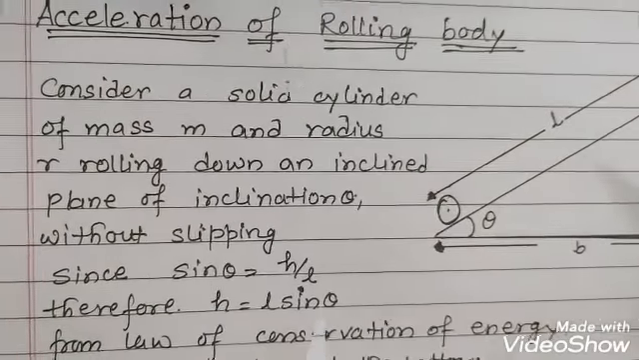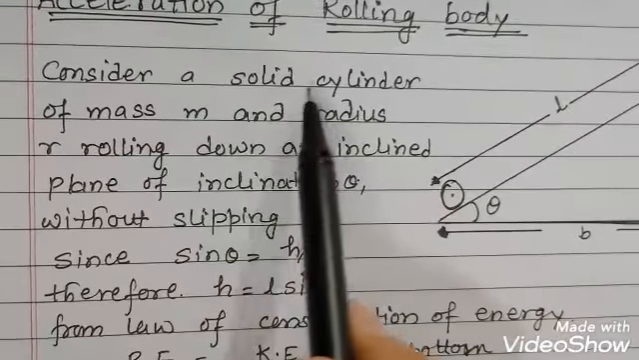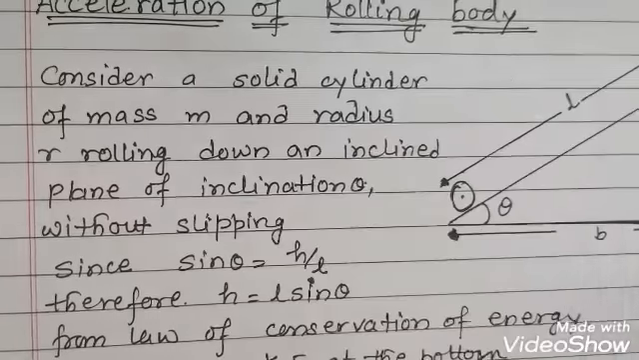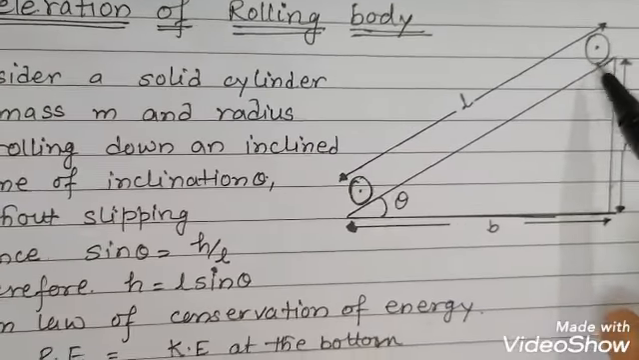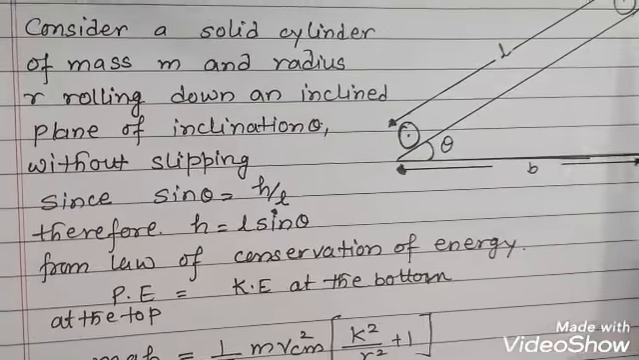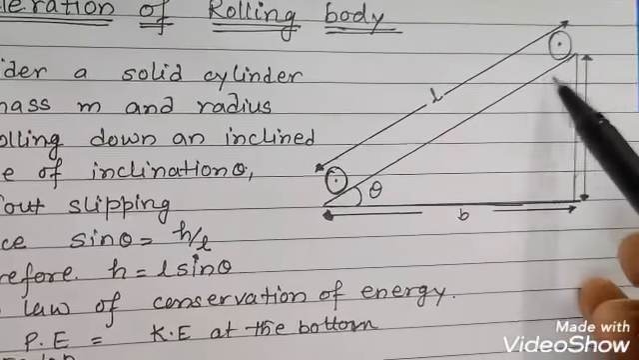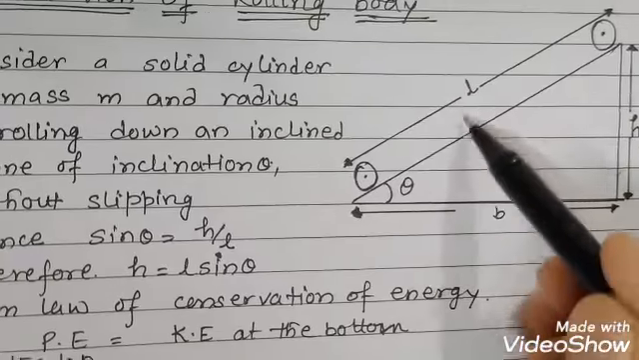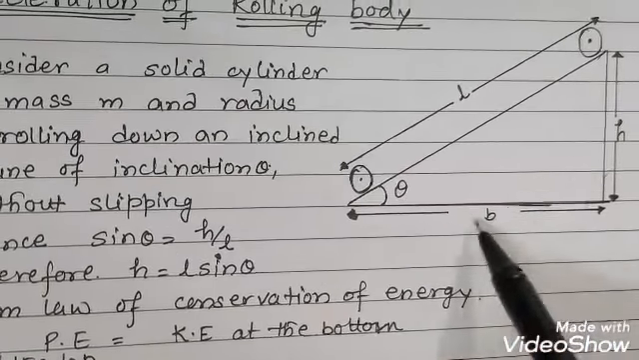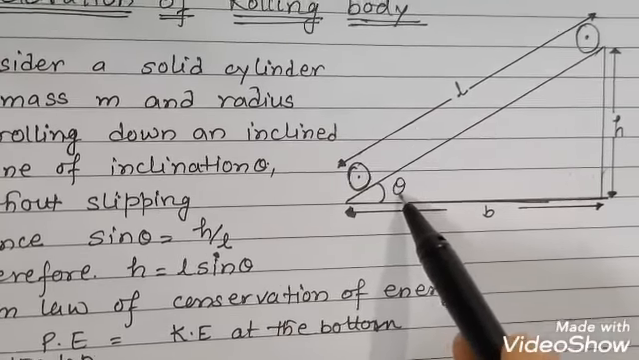Now, acceleration of a rolling body. Consider a solid cylinder of mass m and radius r rolling down an inclined plane of inclination theta without slipping. Look here, this is the inclined plane. The length of the inclined plane is L, the height is h, and the width is b. The angle of inclination is theta.